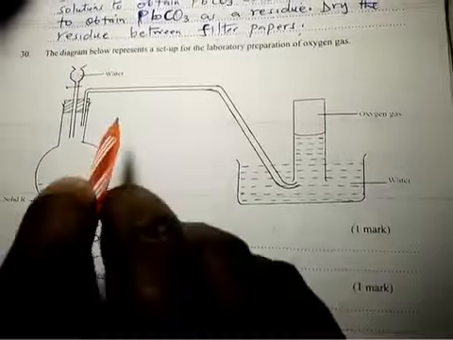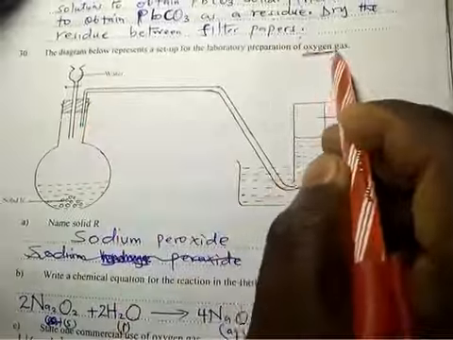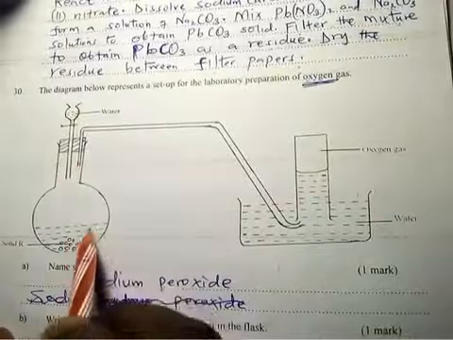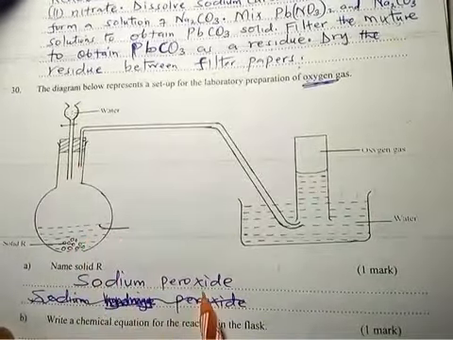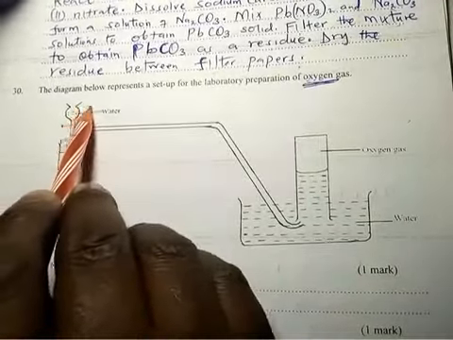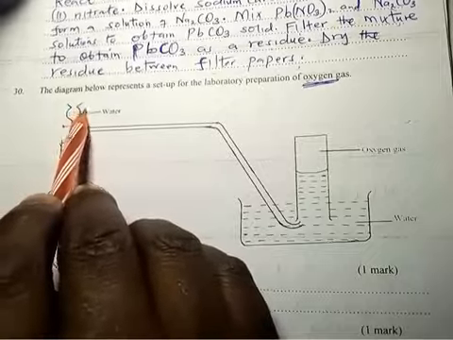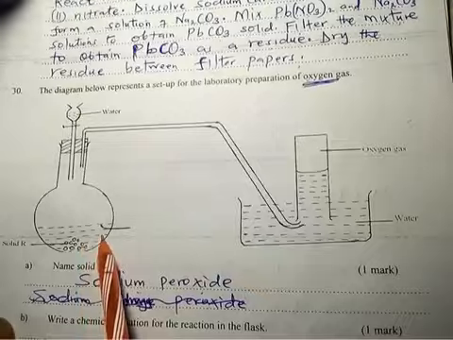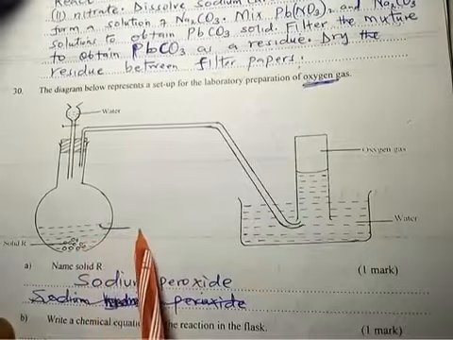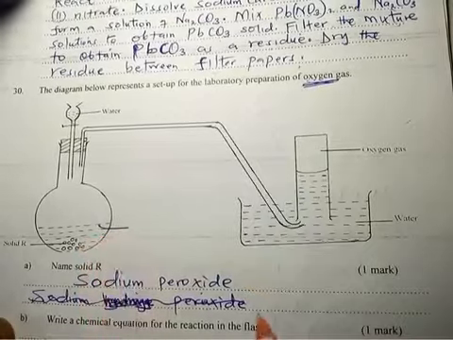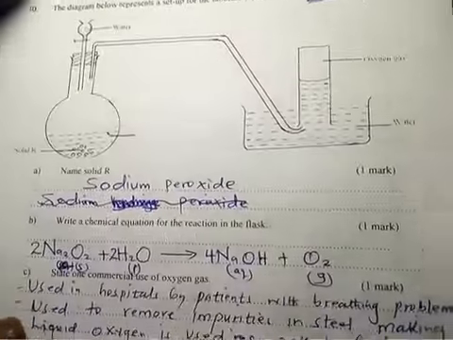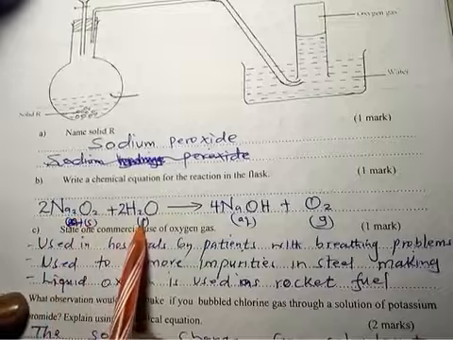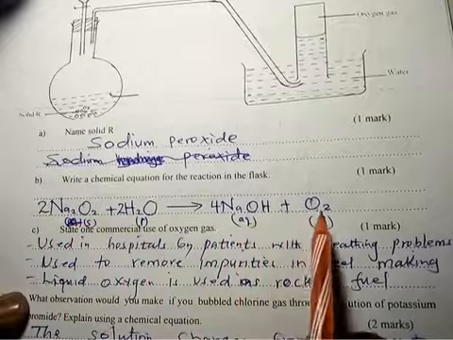Dry the residue between filter papers. The diagram is also about the preparation of oxygen. We have 2 ways of preparing oxygen. When we use water, here we must have sodium peroxide. When you see hydrogen peroxide here, we have manganese(IV) oxide, which is the catalyst. Write the equation. This is sodium peroxide plus water. It gives you sodium hydroxide plus oxygen.